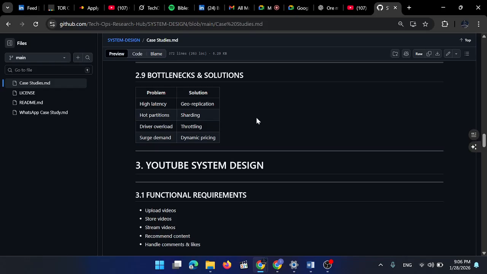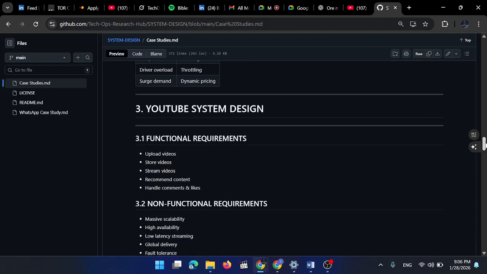When we get to do a surge demand, the solution here is to do what we call dynamic pricing. So these bottlenecks and solutions are very, very important. And then we have what we call YouTube system design.